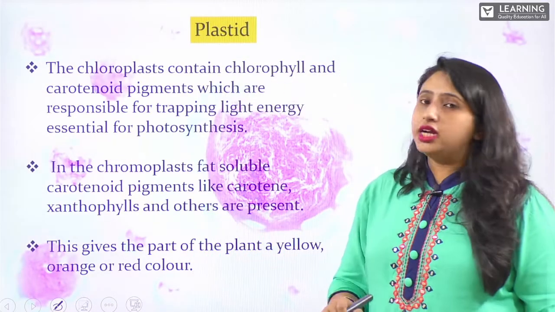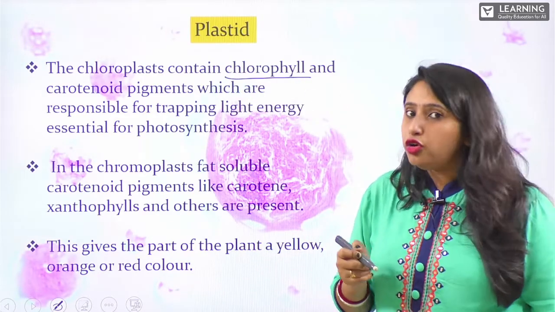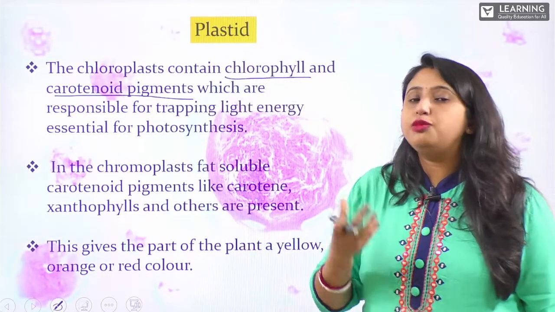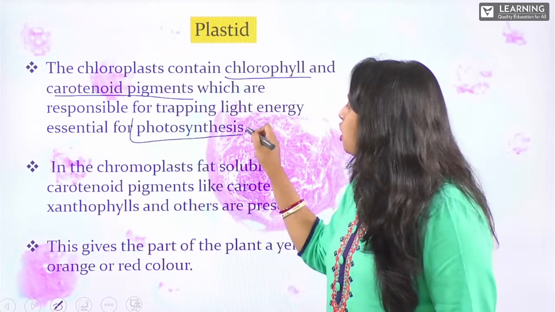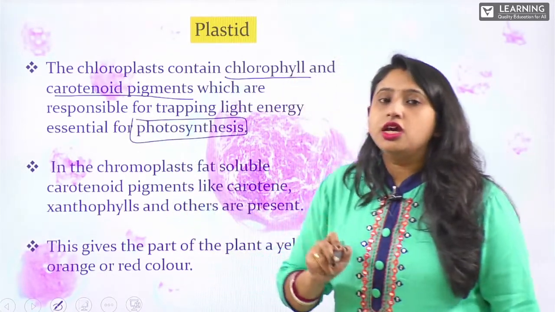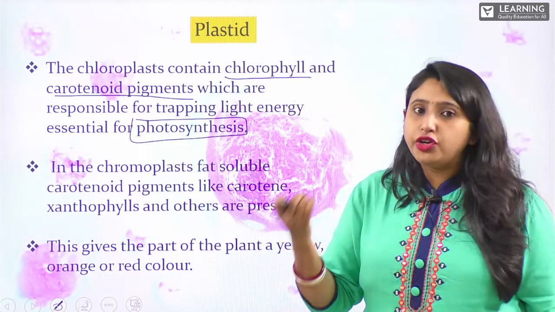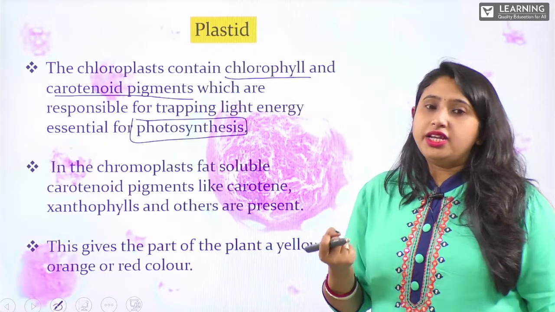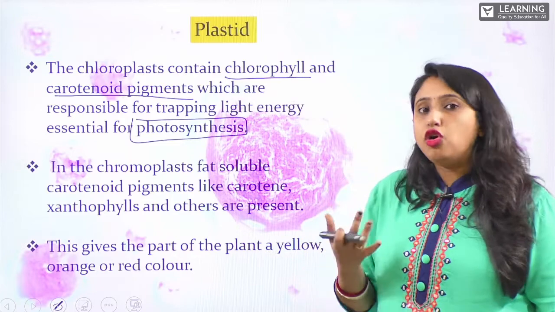So the chloroplast contains what? Chlorophyll. The chloroplast contains chlorophyll and carotenoid pigments, which are responsible for trapping the light energy, which is essential for photosynthesis. The chlorophyll traps the light energy for the process of photosynthesis. That is, they can prepare their own food.